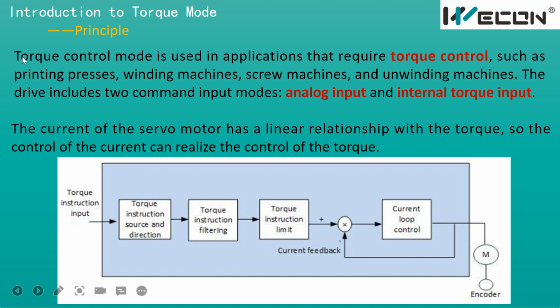As I said, torque control mode is used in applications that require torque control, such as printing presses, welding machines, saw machines, and unwinding machines. The driver includes two command input modes. First is analog input, and the second is internal torque input. The current of the servo motor has a linear relationship with the torque. So the control of the current can realize the control of the torque.